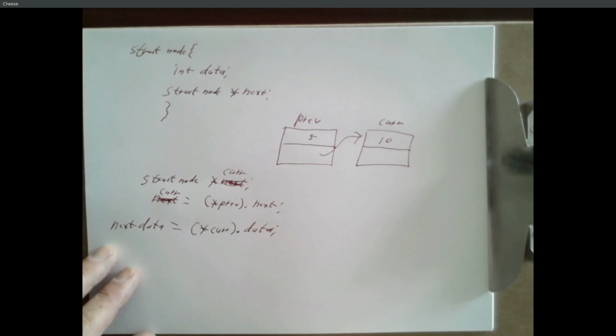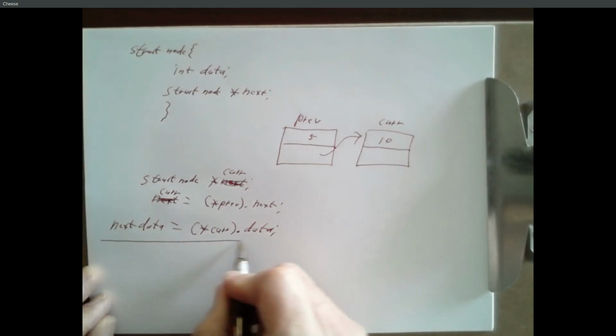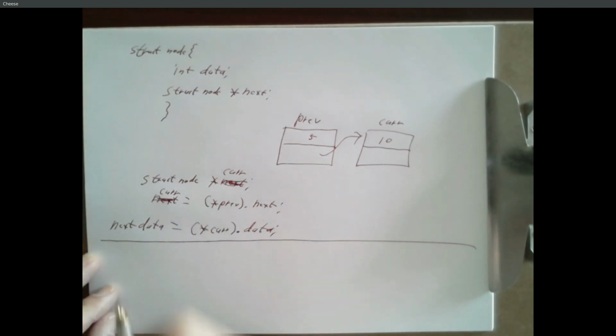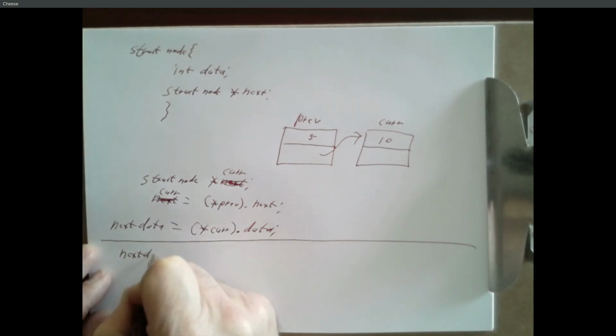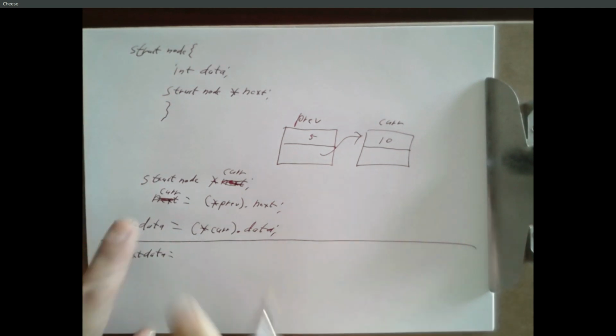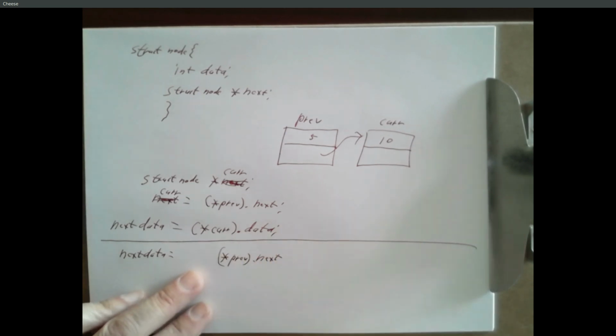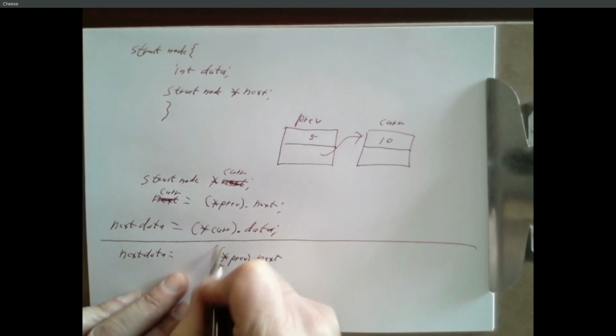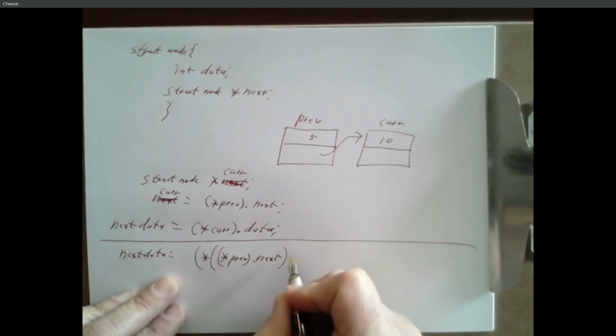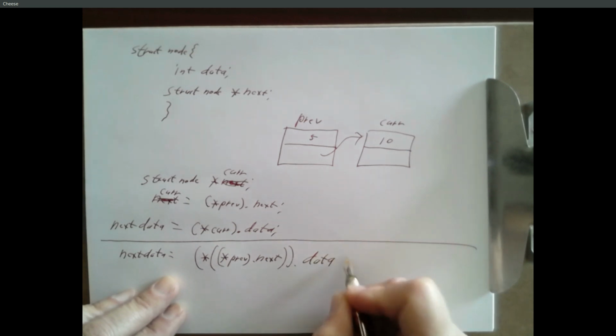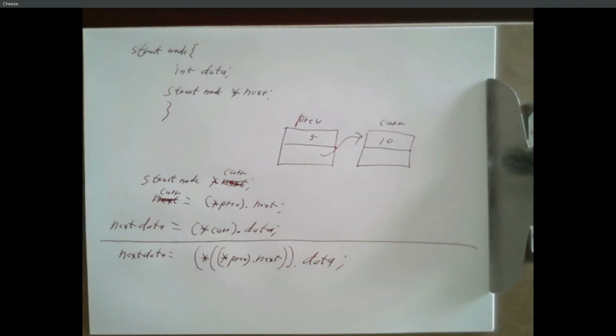Now if I wanted to do this in one statement without having this temporary variable, here's what it looks like. Next data equals, well, current is actually star previous dot next. That's the address of the current node. So I can take the thing that points to, and I can pick off the data field. That's a mess. We don't want to write that. You don't want to be writing code like that.